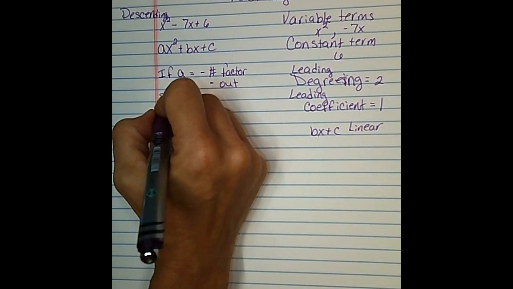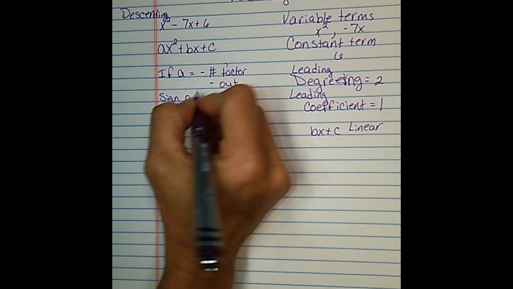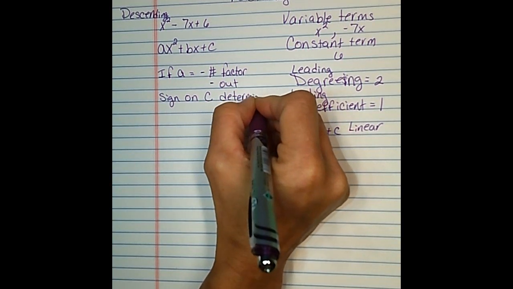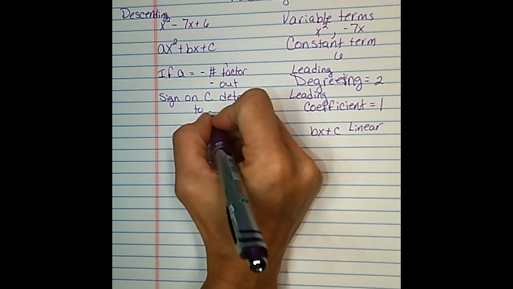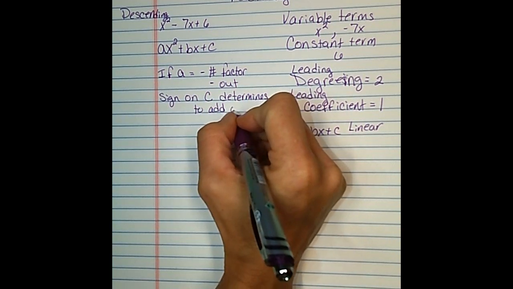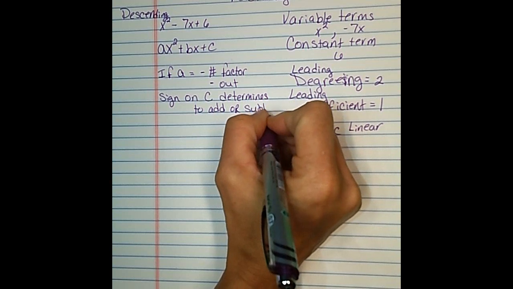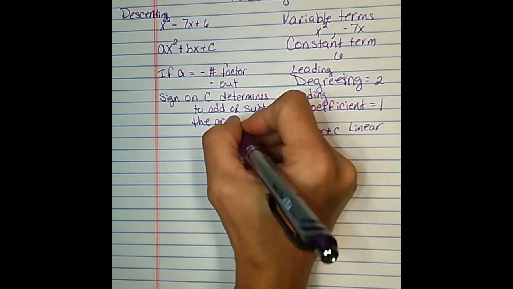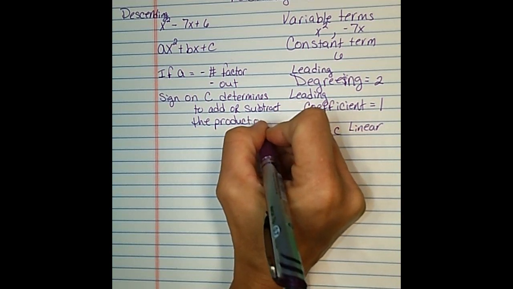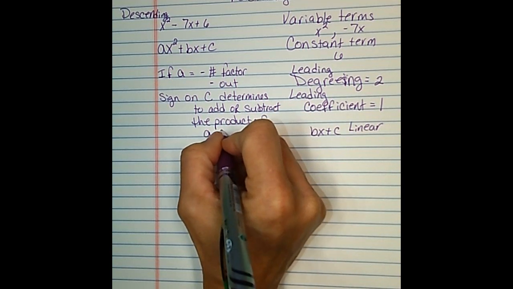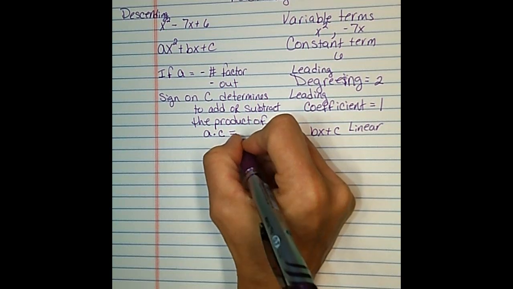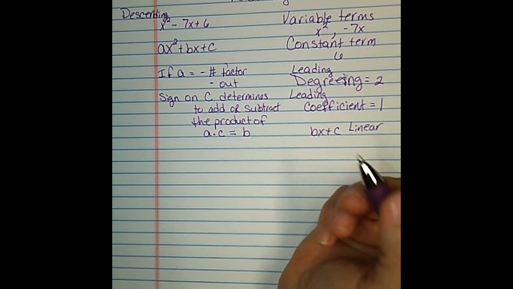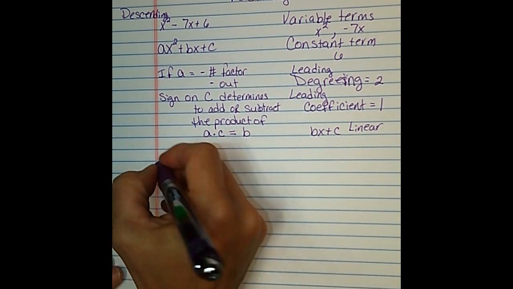The sign on C determines to add or subtract the product of A times C that will equal my B. This is the AC method. So let's use this example at the top to do that.